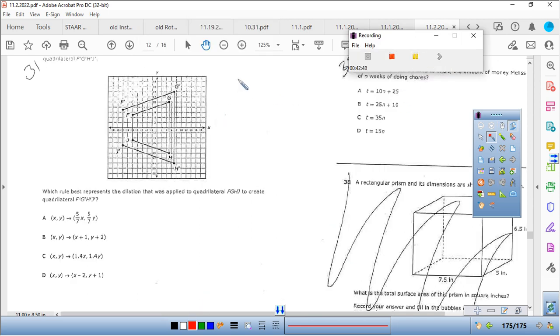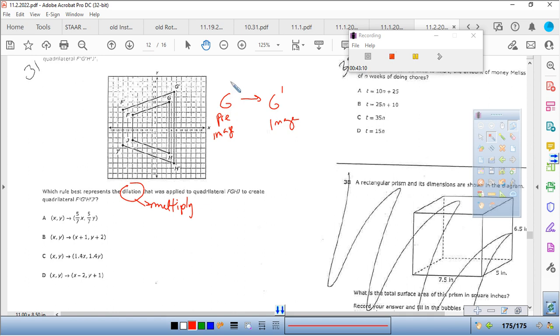Okay, so, I guess one of the earlier questions, I went ahead and told you, if you've never seen this word, dilation means to multiply. Basically, remember, I'll just look at G and G prime. G becomes G prime. This is the original, called the pre-image. This is called the image. Pre-image is the first one, guys, and then this one comes out second.